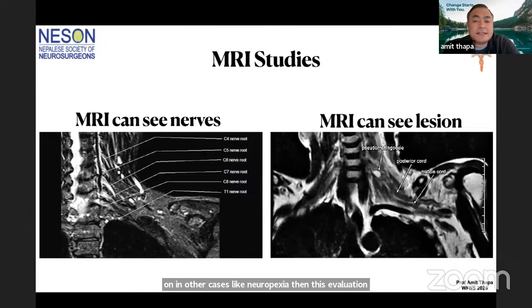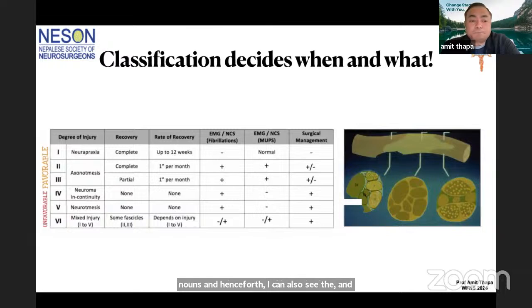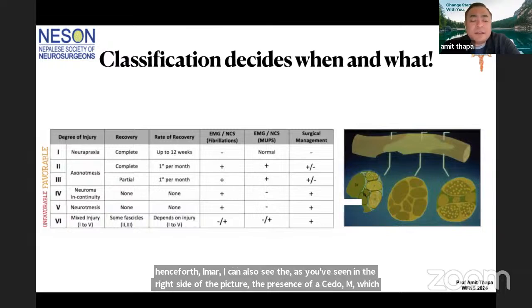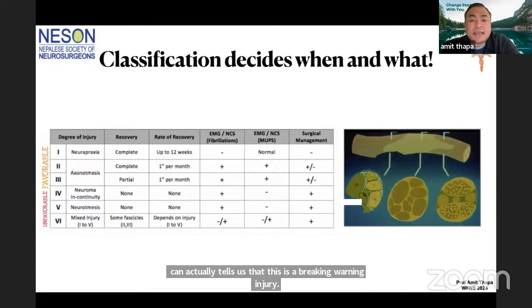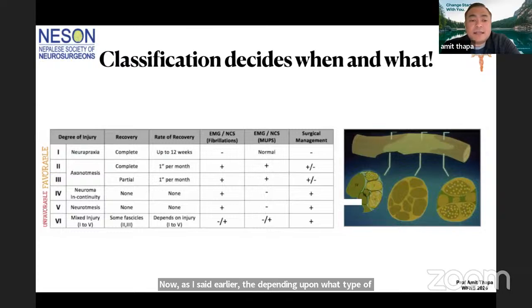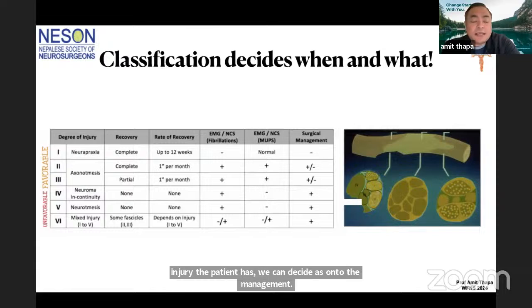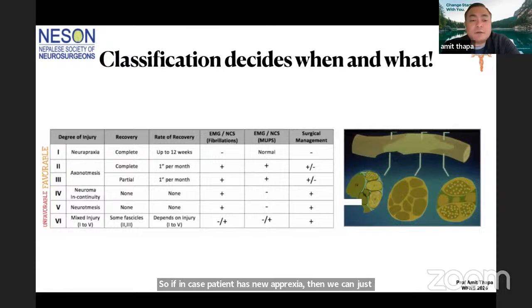Now, MRI can see the nerves, and hence MRI can also see the lesions, as seen on the right side of the picture, the presence of a pseudomeningocele, which can tell us that this is a preganglionic injury. Now, as I said earlier, depending upon what type of injury the patient has, we can decide on the management. So if the patient has neuropraxia, then we can just wait and watch, as usually most of the patients will recover, and a complete recovery can happen within 3 months.